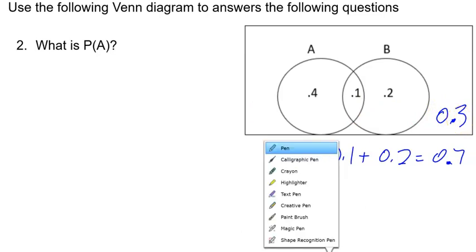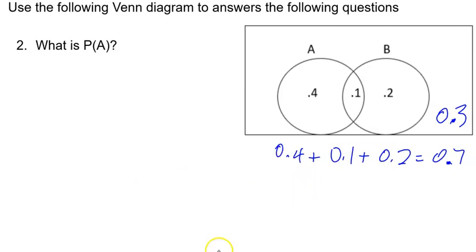Okay, so let's take a look at what this one wants. We want to find the probability of A. So A is going to be all the probabilities inside that circle. So that's going to be the 0.4 plus the 0.1, which gives me 0.5.